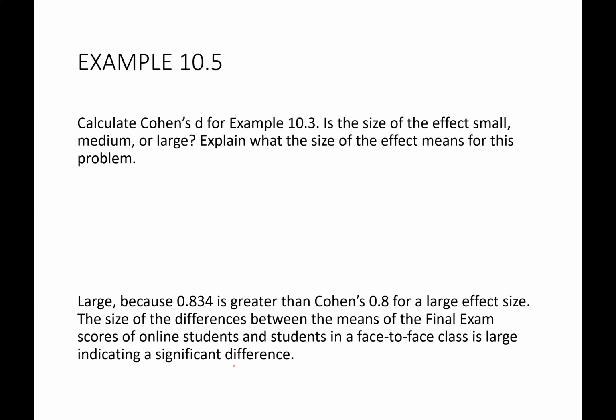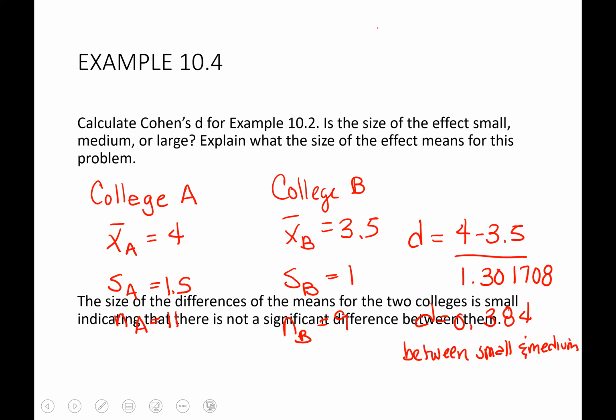Okay, how about for 10.3? For 10.3 is the data that we just looked at for the online versus the face-to-face. And if I pool that data, I get that S sub P is 14.551054. So D is the difference in the means, so you would need to calculate the means. I think it does give you the mean, doesn't it? Can't even remember what I just looked at 2 seconds ago.